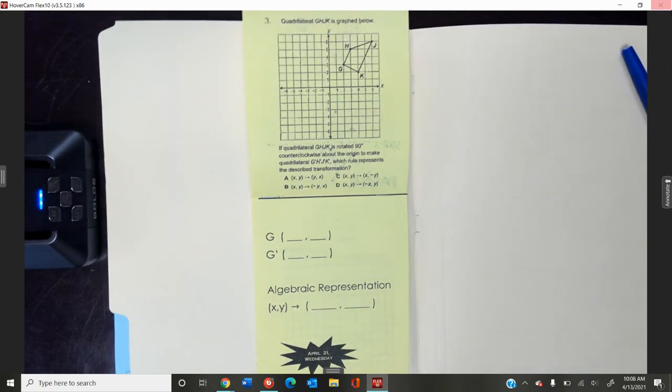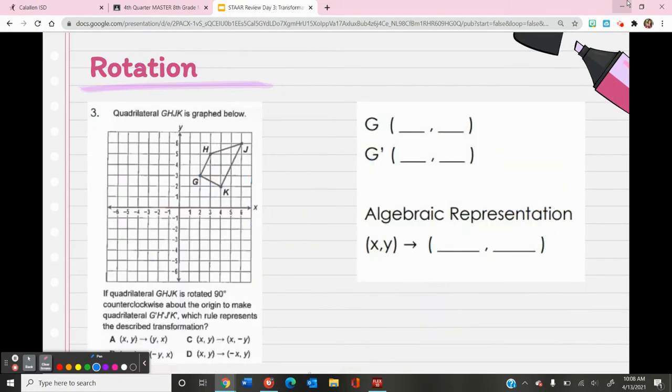So going back to our PowerPoint, we're talking about rotations. So a rotation is a turn. So this is a turn. And number 3 says quadrilateral GHJK is graphed below. If quadrilateral GHJK is rotated 90 degrees counterclockwise about the origin to make quadrilateral G'H'J'K', which rule represents the described transformation?